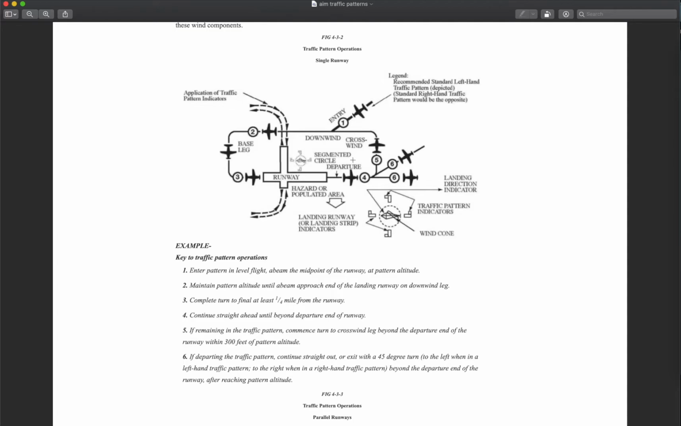Also, if you have aircraft that are helicopters coming in or fighter jet aircraft, they're going to be at different altitudes. So they want you to be at your pattern altitude when you're turning in so that you can see traffic that's going to be potentially a factor for you.